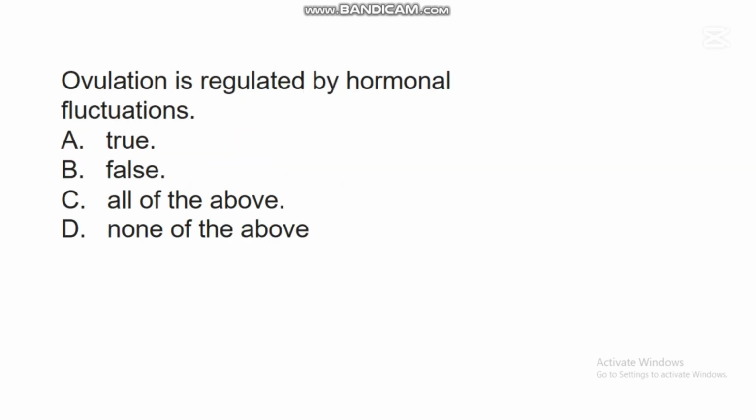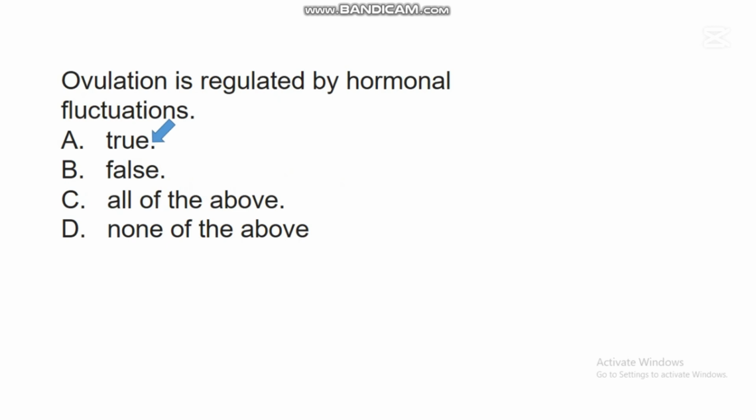The next question says, ovulation is regulated by hormonal fluctuations. A. True. B. False. C. All of the above. D. None of the above. In this question, the correct answer is A. True. So studies have shown that ovulation is highly controlled by hormonal changes in the body of a woman.